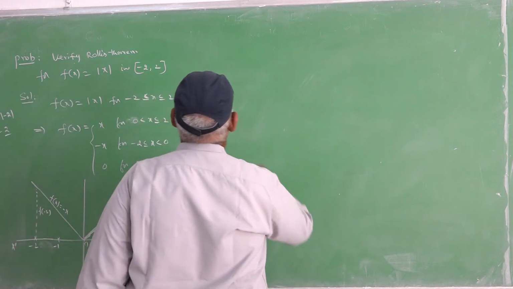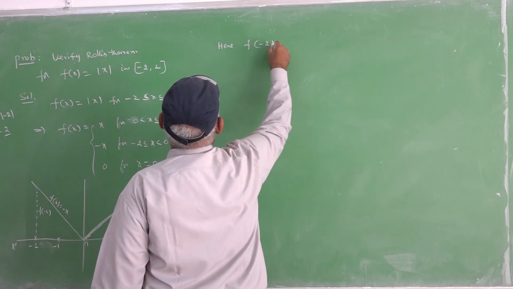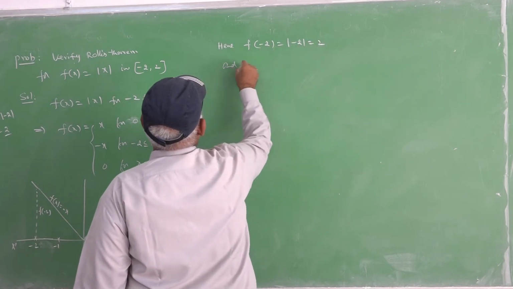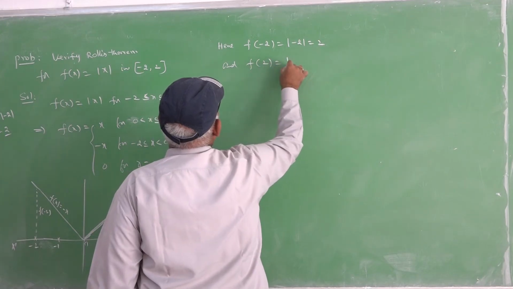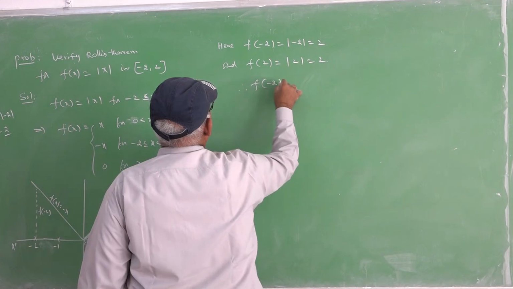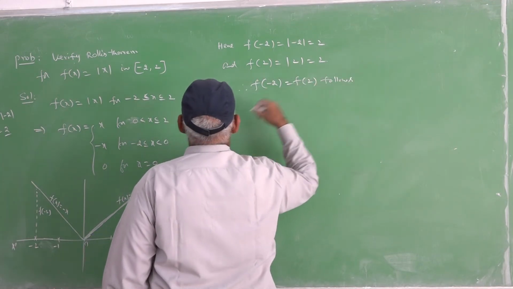So here, f of minus 2 is modulus of minus 2 equal to 2 and f of 2 equal to mod 2 equal to 2. Therefore, f of minus 2 equal to f of 2 follows. The third condition of Rolle's theorem follows.